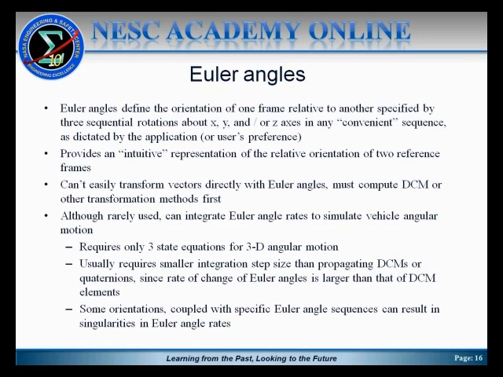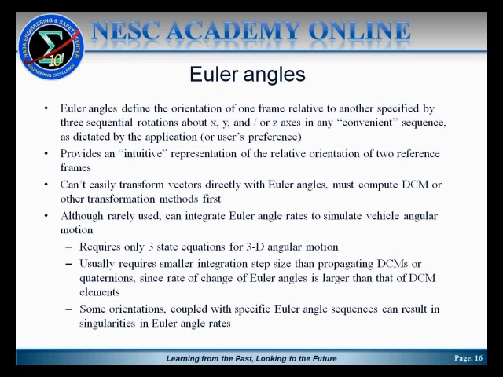But one of the things with Euler angles is you can't really directly transform vectors using Euler angles themselves. I mean, you can, but typically it's not done that way. Typically you'd first take those Euler angles and use them to create a direction cosine matrix or some other transformation method, and then you'd use that DCM or transformation matrix to actually do vector transformations. Also, and I'll say rarely, some people still do it, you can integrate the angular rates of the Euler angles to simulate the vehicle angular motion, and I'll describe that on the next chart. There are a couple of benefits to that and disadvantages.